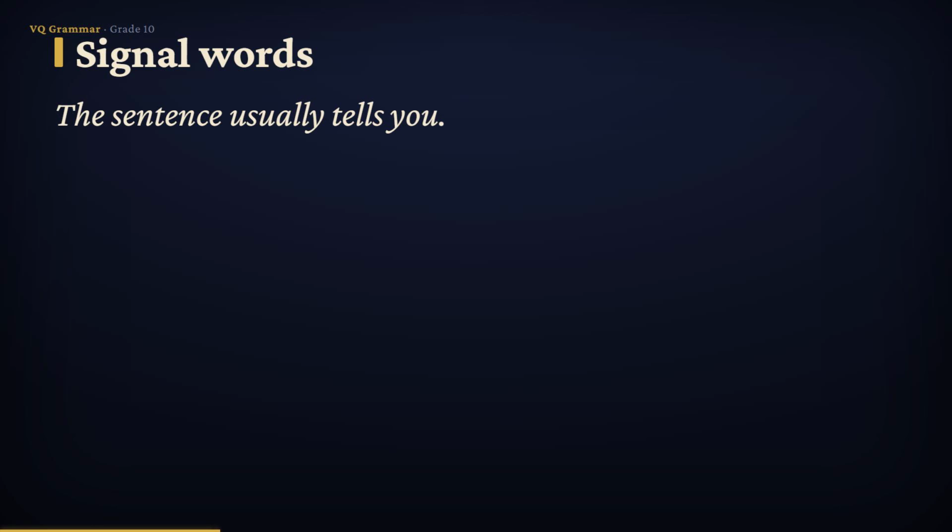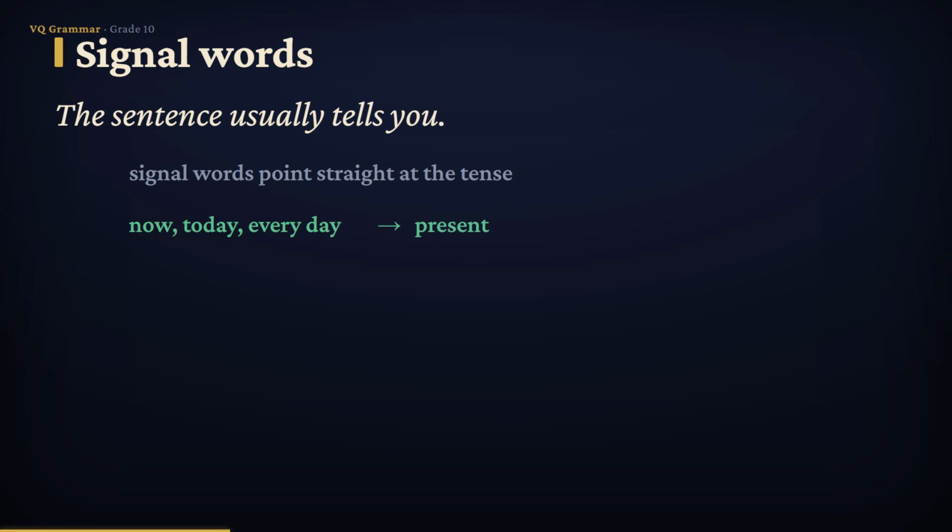Now, most sentences hand you a clue for free. Little time words, signal words, point straight at the tense. If you see now, today, or every day, you're in the present. Yesterday, last week, an hour ago, that's the past. Tomorrow, next year, someday, that's the future.